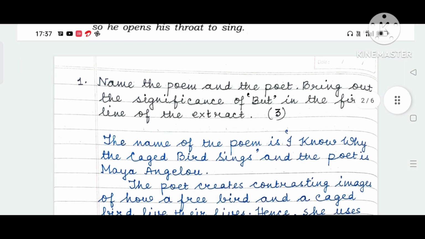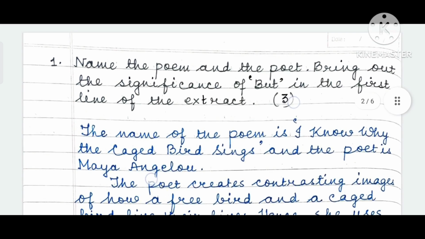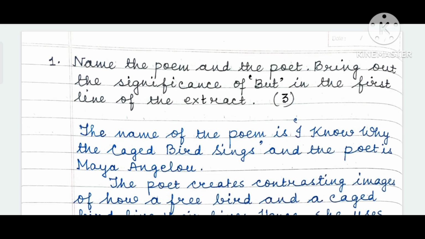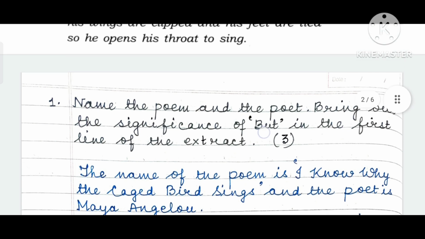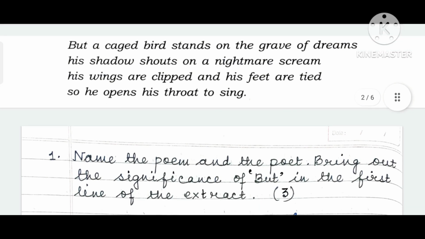Question number 1. Name the poem and the poet. Bring out the significance of but in the first line of the extract. Let me just refer to the extract once again. But a caged bird stands on the grave of dreams. What is the significance of but in the first line of the extract?